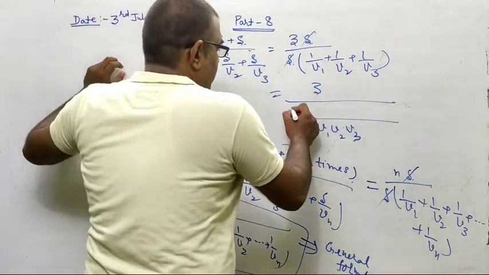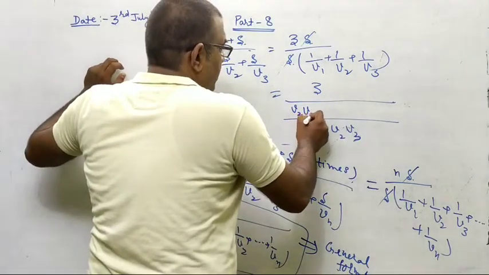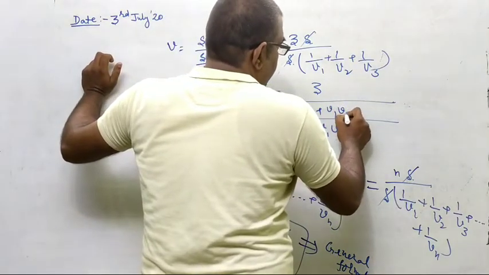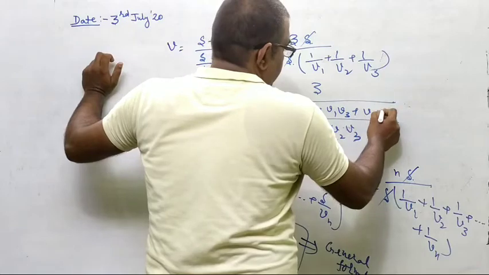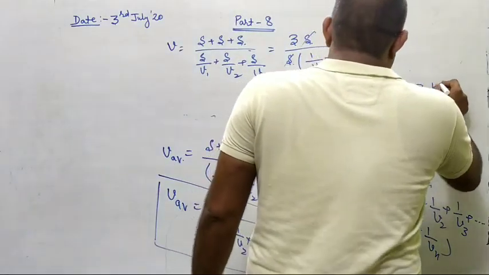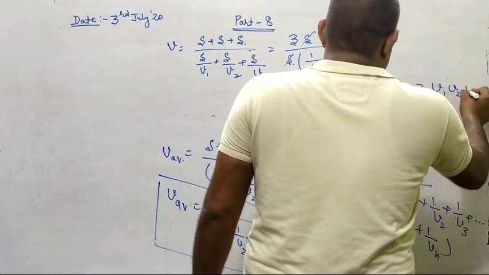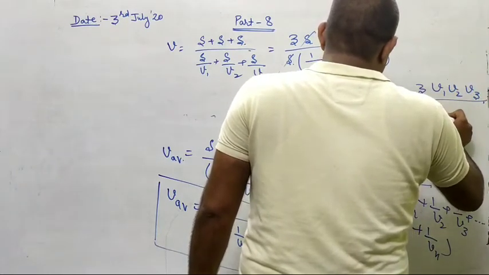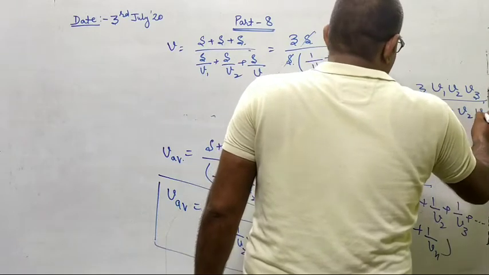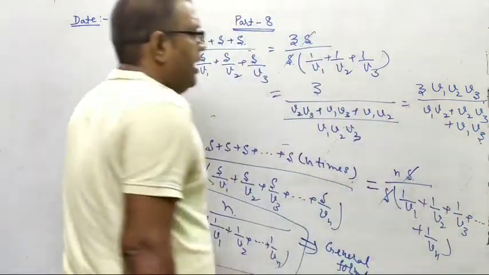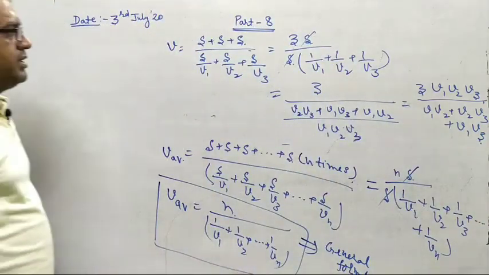v1 to v1 cancel out, it will become v2 into v3 plus v1 into v3 plus v1 into v2, and it will become 3 v1 v2 v3 upon v1 v2 plus v2 v3 plus v1 v3.